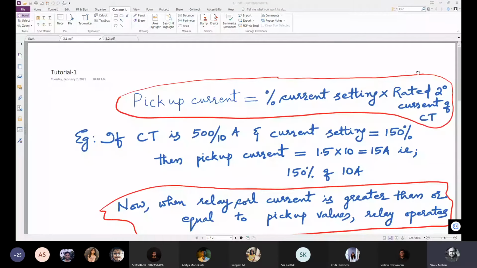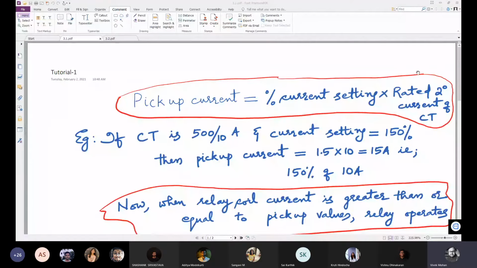Okay, so from the I dash by IP value, we were finding the time of operation of the relay. Now the pickup current is defined as the percentage current setting into rated secondary current of the CT. I hope you can see this, right? Yes, sir. The pickup current equals percentage current setting into rated secondary current of the CT.